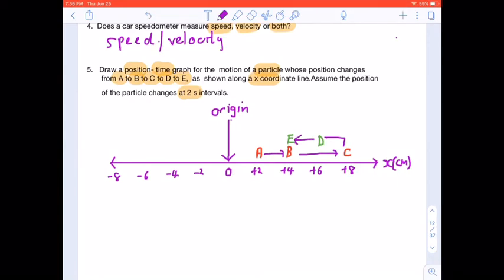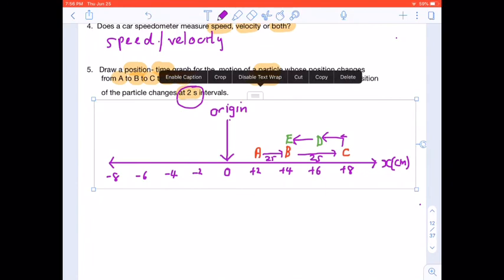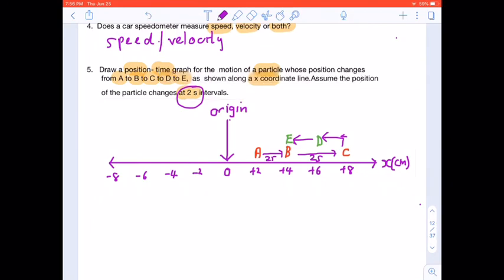And let's assume in terms of the time interval between each sequence there is 2 seconds. From A to B it's 2 seconds. From B to C it's 2 seconds, and that takes 2 seconds.